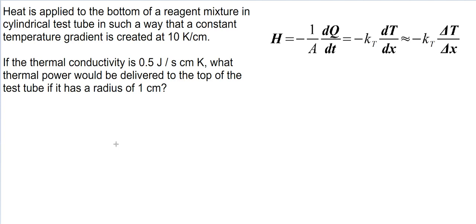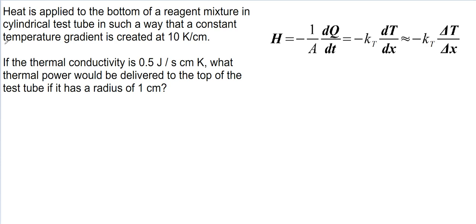So the first sample problem we're going to look at is when we have heat applied to a test tube, right? Now, when you apply heat to a test tube, oftentimes the bottom of the test tube heats up a little bit more quickly than the top. This gets you something known as a temperature gradient, or a change in temperature over a change in distance.